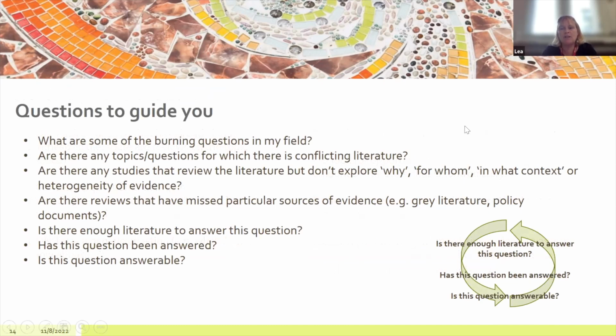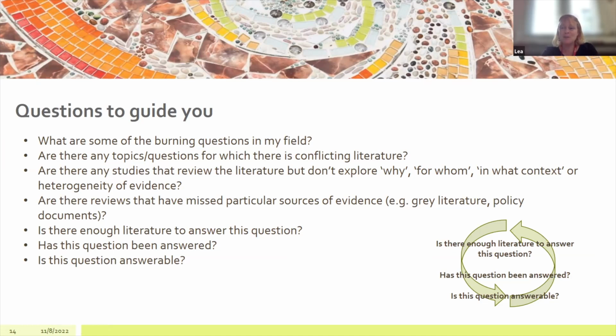So here are some questions to guide you when choosing a question. What are some of the burning questions in my field? Are there topics where there's conflicting literature? Are there studies that review the literature but don't explore the why, for whom, in what context, and why there is heterogeneity in evidence? Are there reviews that have missed particular sources of evidence? So can you look elsewhere in the gray or the policy literature?